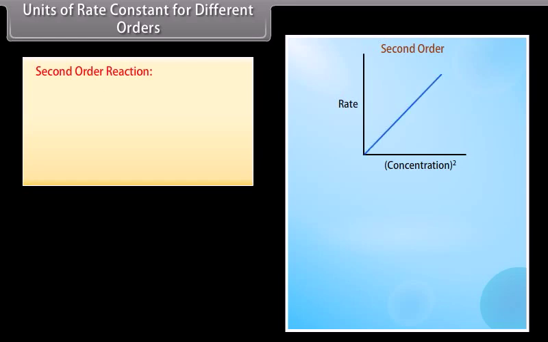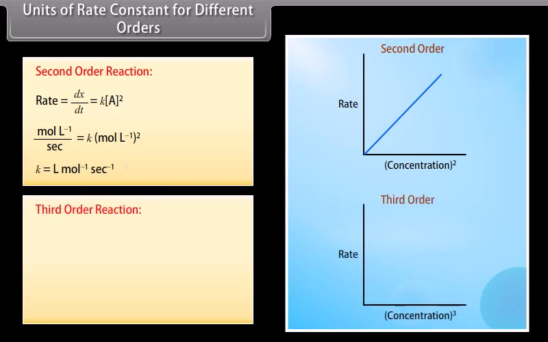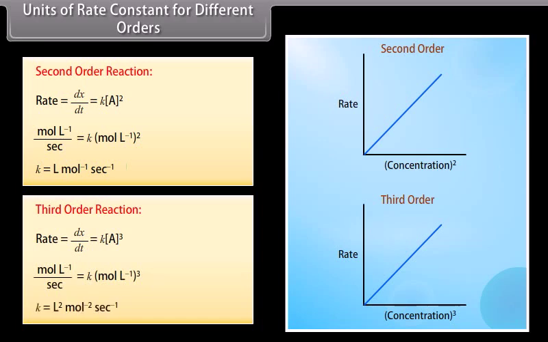Second-order reaction. Rate is equal to dx/dt, which is equal to the product of k and a raised to the power 2. Thus, the units of rate constant for a second-order reaction are liter per mole per second. Third-order reaction. Rate is equal to dx/dt, which is equal to the product of k and a raised to the power 3. Thus, the units of rate constant for a third-order reaction are liter squared per mole squared per second.